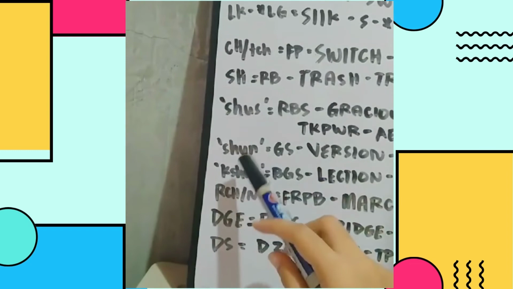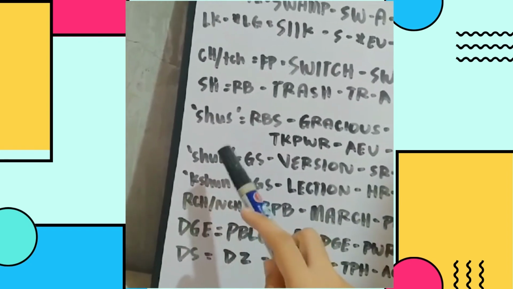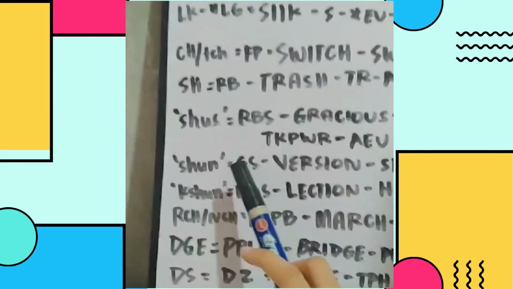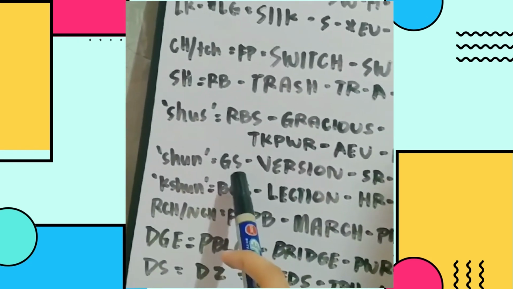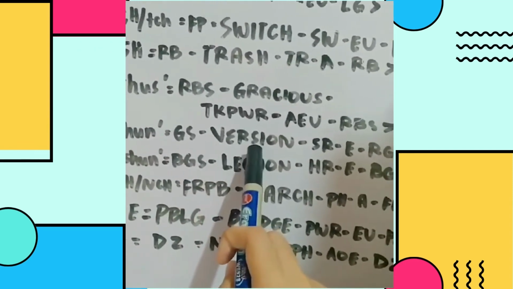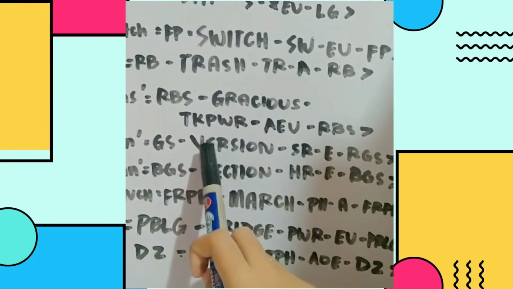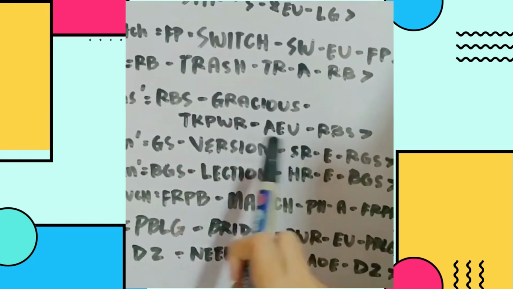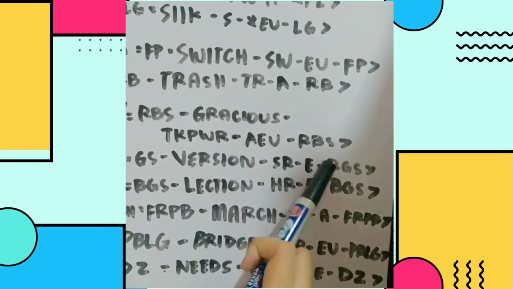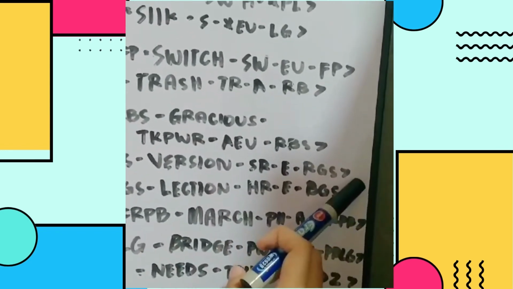Next is the ending word shun, or TION or SION. And the represent code is GS. The example word is version. If we read and type it, it should be SR for V, initial letter SR for V, vowel E for short E, and ending RGS for shun, then release.